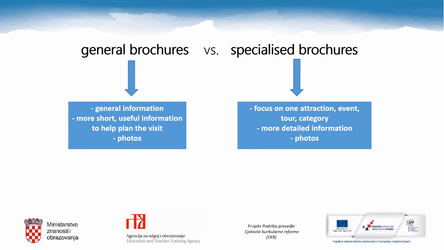So, general brochures provide more general information, while specialized ones focus on one category or event or attraction or a tour. General brochures have more short, useful information to help plan the visit. On the other hand, specialized brochures have more detailed information on that specific topic. What they both have in common are interesting photos, so you cannot leave out the photos. They are very engaging.